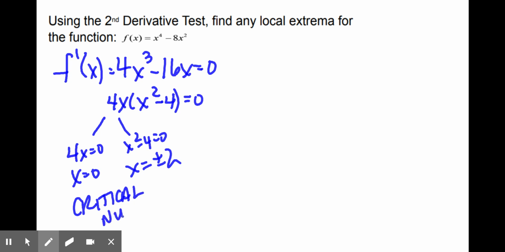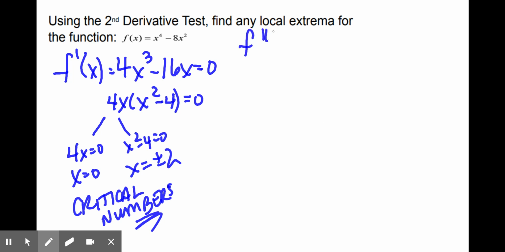And again, on the AP exam, sometimes they'll ask you for explanations using the second derivative test. The first thing you have to do to use the second derivative test is convince the reader that the derivative is equal to 0 at the number that you want to use. Otherwise, you can't use the second derivative test. If it's not a critical number, you can't use the second derivative test on it.